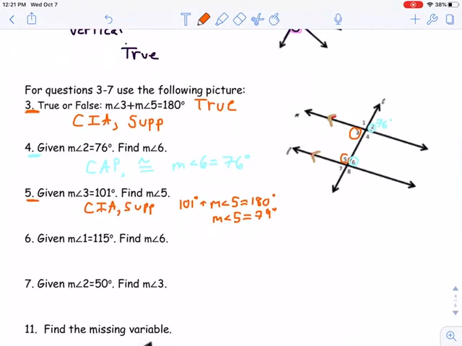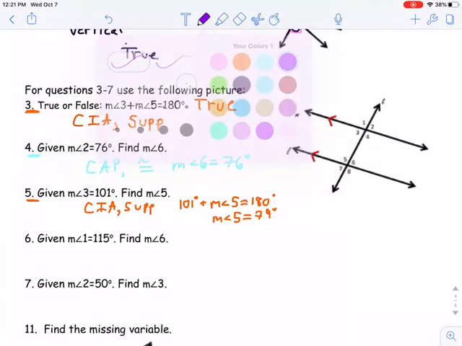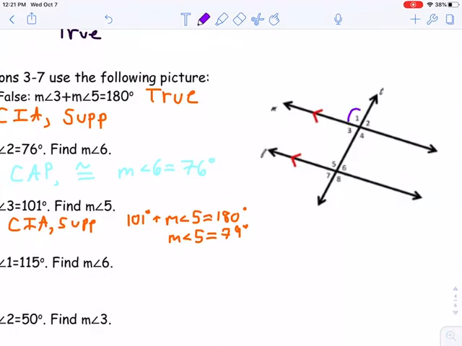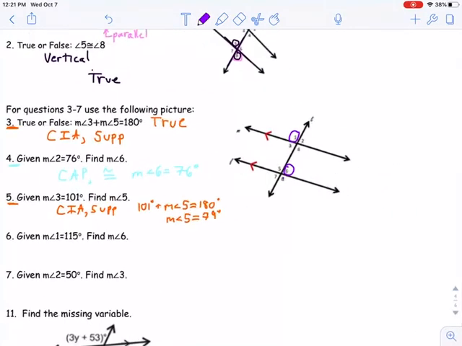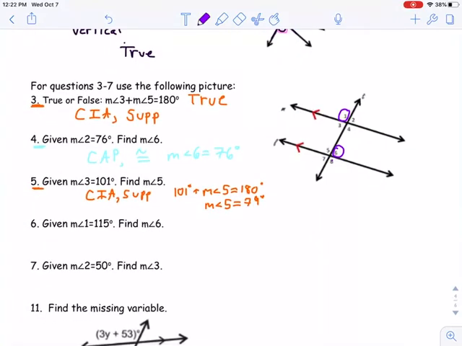All right, so let me clear out my picture. I don't want to get too messy as I progress. Now 1 and 6, again, what's the defined relationship with angles 1 and 6? The defined relationship, there is none. They don't have a defined relationship. However, remember, they're either congruent or supplementary. That's our only two choices. So is it going to be congruent or supplementary?